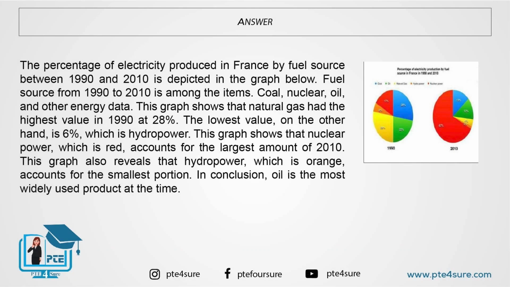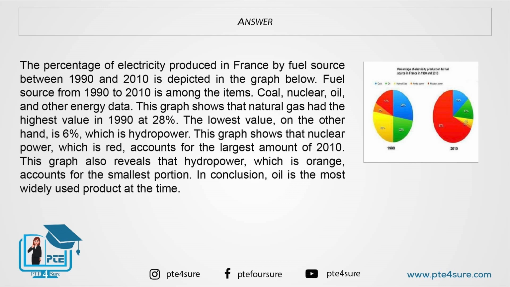The percentage of electricity produced in France by fuel source between 1990 and 2010 is depicted in the graph below. Fuel sources from 1990 to 2010 include coal, nuclear, oil, and other energy data. This graph shows that natural gas had the highest value in 1990 at 28%. The lowest value, on the other hand, is 6%, which is hydropower.